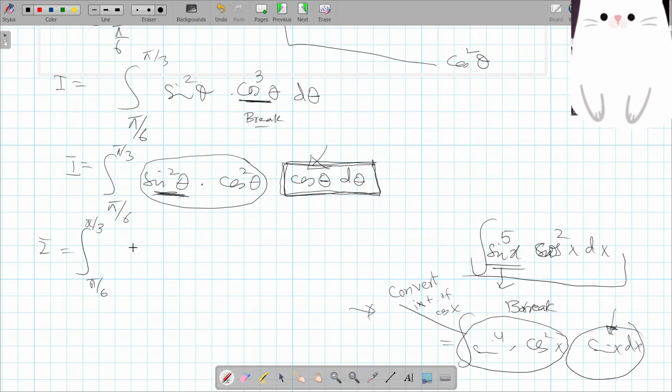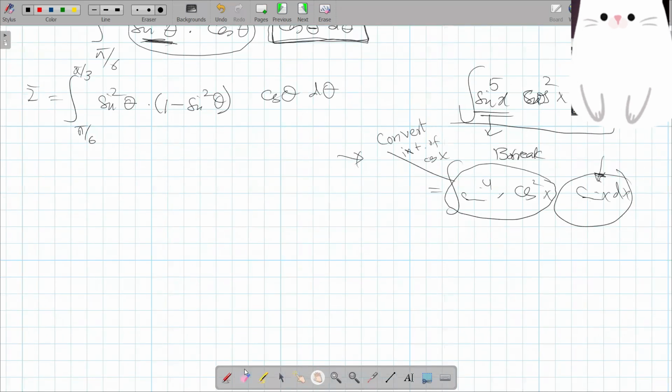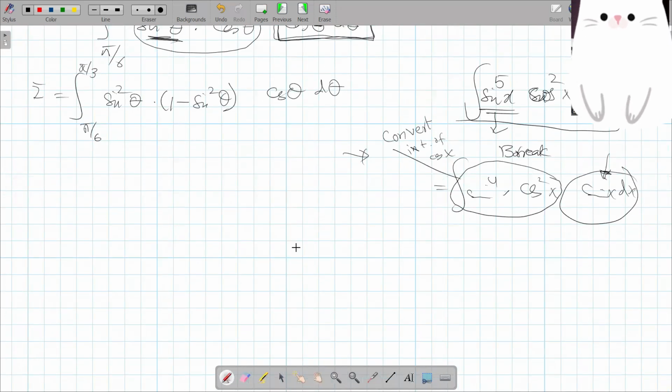convert everything in terms of sine. So sine square theta, same. Cos square theta is 1 minus sine square theta, cos theta d theta. If you want me to use the substitution method again, that can also be done.